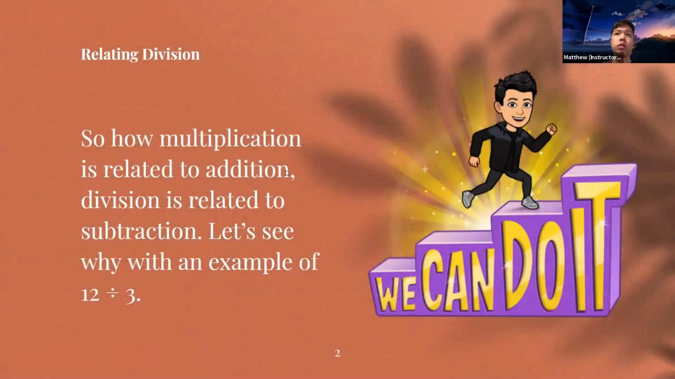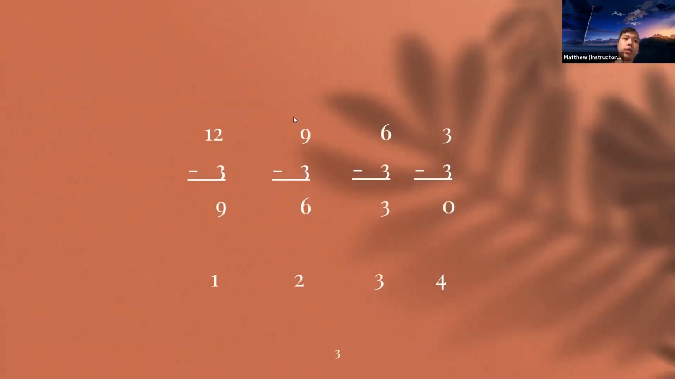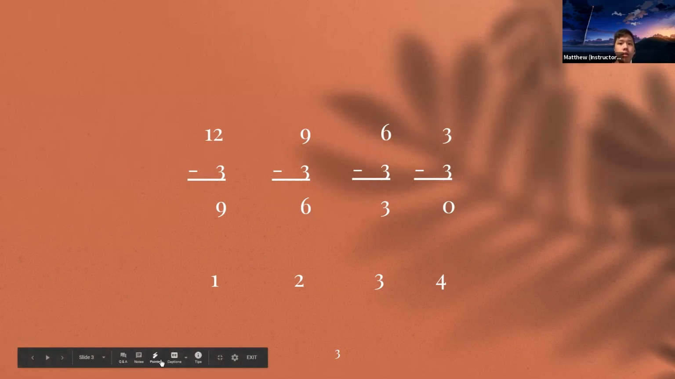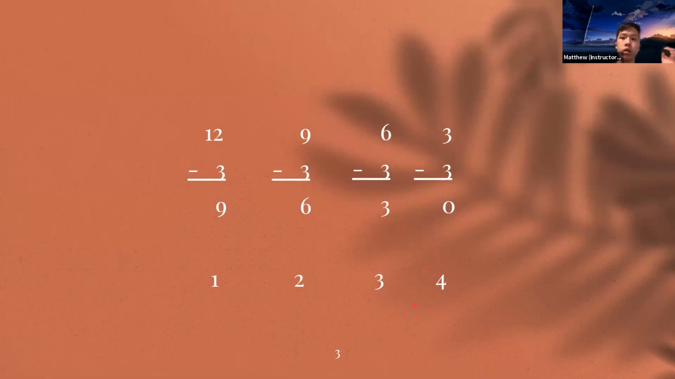Understanding division. Division is basically the opposite of multiplication. Let's see why with an example of 12 divided by 3. As I said, multiplication is glorified addition. This is glorified subtraction. 12 minus 3 is 9. 9 minus 3 is 6. 6 minus 3 is 3. And 3 minus 3 is 0. It also just so happens that 12 divided by 3 is 4.